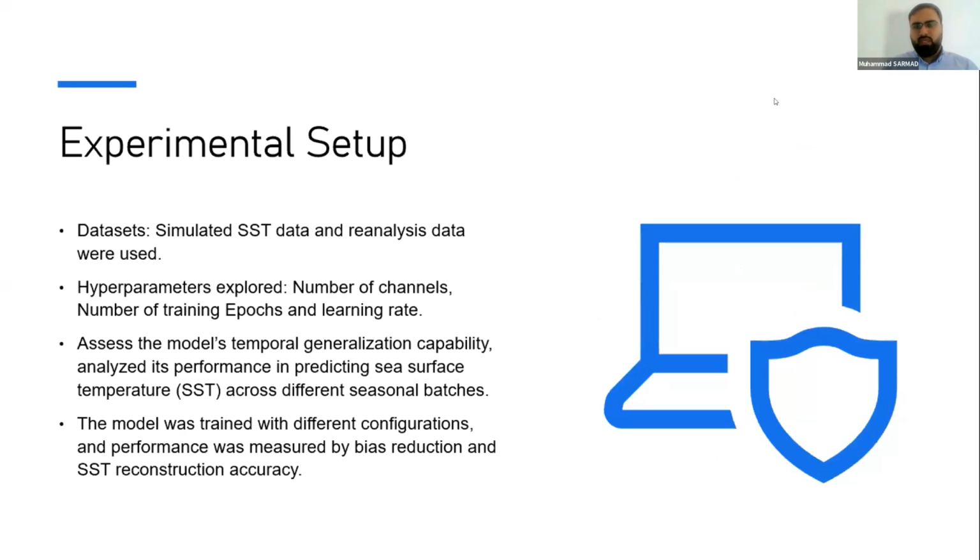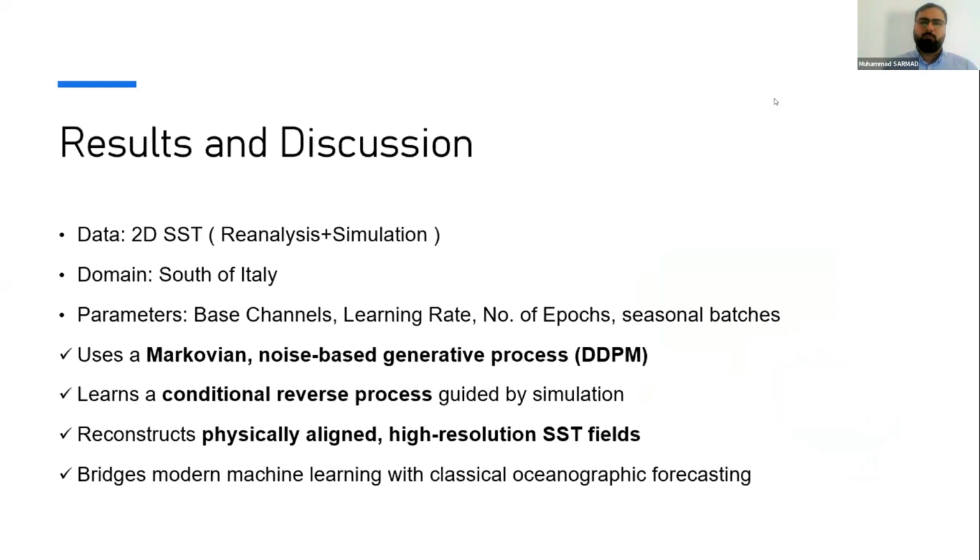So for the experimental setup, we use two data sets, simulated sea surface temperature data and reanalysis data. The hyperparameters that are being varied and explored are the number of channels, number of training epochs, and the learning rate. To assess the model's temporal generalization capability, we also analyzed its performance in predicting sea surface temperature across different seasonal batches. The model was trained with the different configurations, and performance was measured by bias reduction and sea surface temperature reconstruction accuracy.